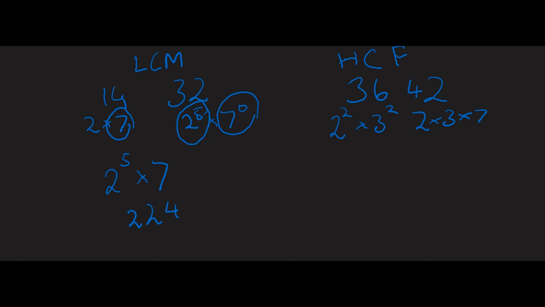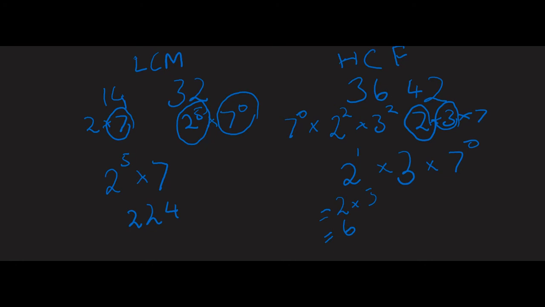So the lowest power of the 2's would be this one here, so that's 2 to the power of 1, multiplied by the lowest power of the 3's, which would be this one here again, times 3. And the lowest power of the 7's, this one here on the 42 is 7 to the 1, but there's no 7's on the 36. So that means that it's 7 to the power of 0. And 0 is less than 1, so it's just 7 to the 0. So that's equal to 2 times 3, which is 6. So the HCF of 36 and 42 is 6.